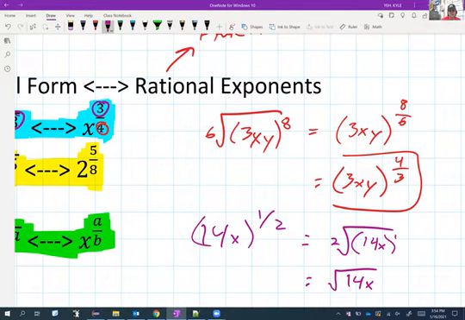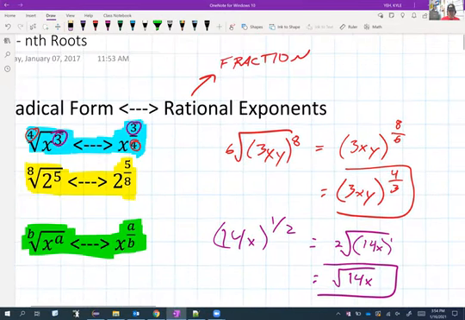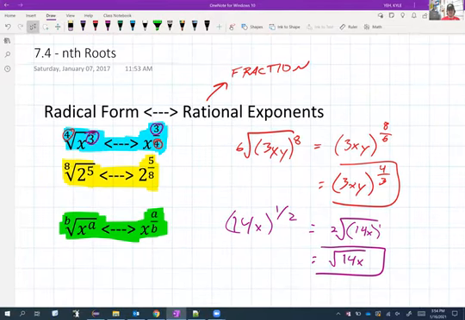And oftentimes we will just leave off that 2 if it's a square root, because if there is no index written here, then it is assumed to be a square root. So we could just write it as the square root of 14x. Hopefully these examples made a lot of sense to you. And one big takeaway, I said there was one I want you to just have memorized and never have to think about again: if something is to the 1/2 power, it is a square root. Okay, 1/2 power is equivalent to square root.